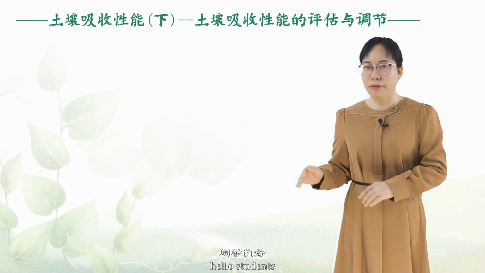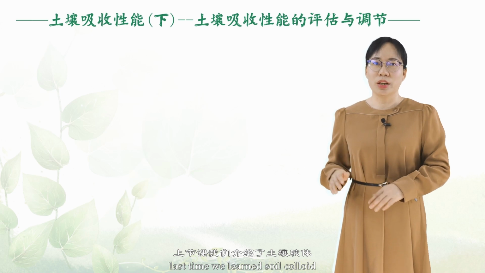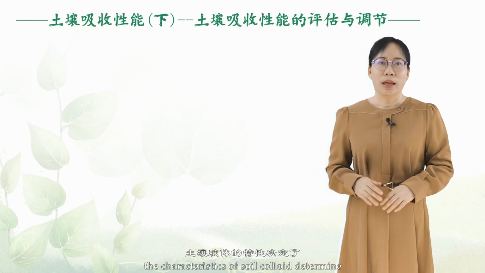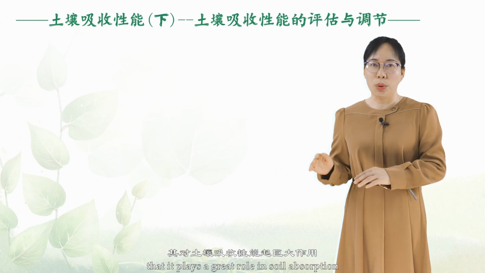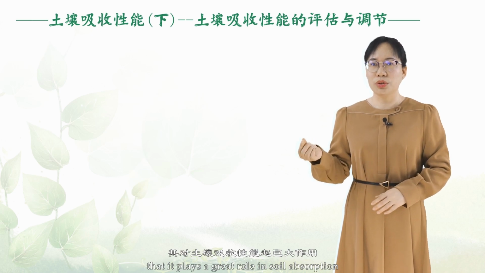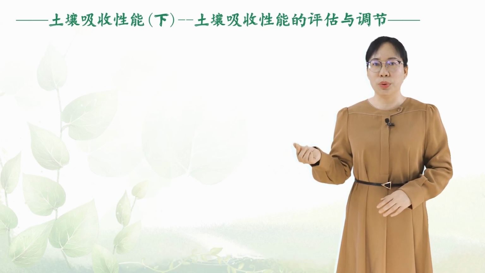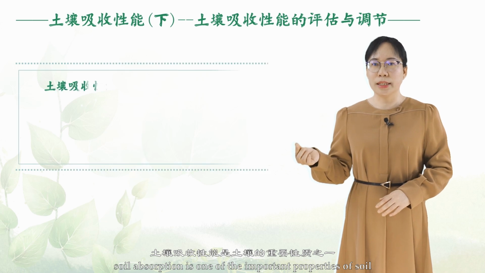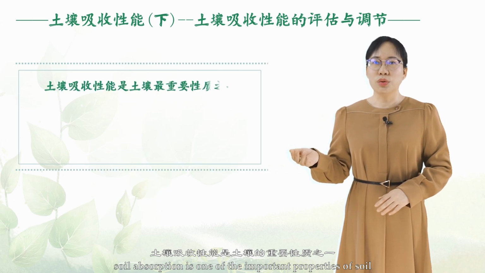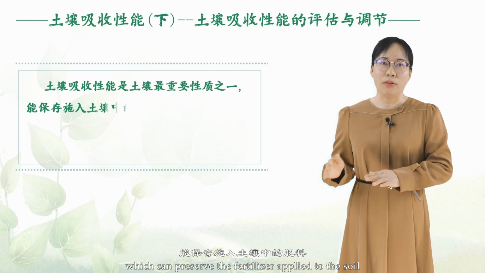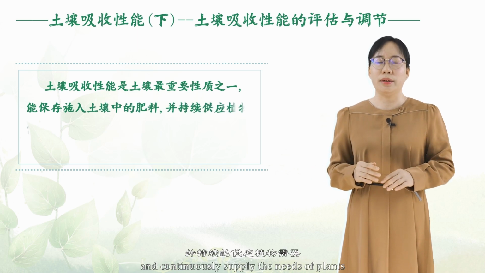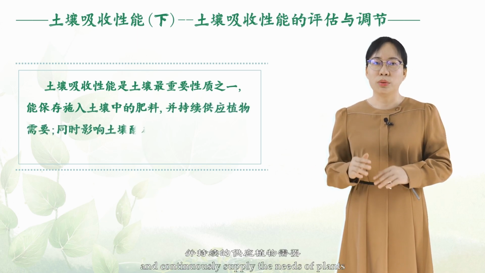Hello students! Last time we learned about soil colloid. The characteristics of soil colloid determine that it plays a great role in soil absorption. Soil absorption is one of the important properties of soil, which can preserve the fertilizer applied to the soil and continuously supply the needs of plants.